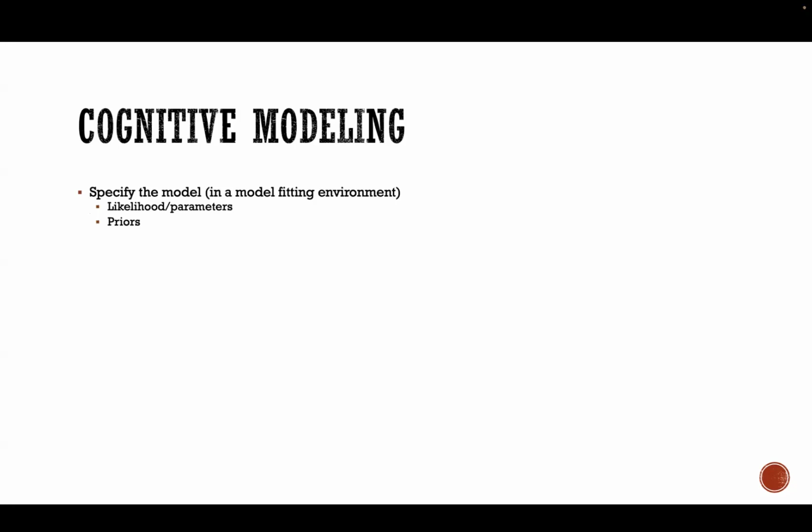So the way that we do that is we specify the model in a model fitting environment that is in Stan in the case of this course, in terms of a likelihood and parameters that are connected to each other with mathematical functions. And in terms of priors, that is, given that we're doing Bayesian cognitive modeling, we want to pre-establish what are likely ranges of values for these parameters. We'll do a lot of that. We want to assess the model predictions before seeing the data. This is what we call the prior predictive checks.